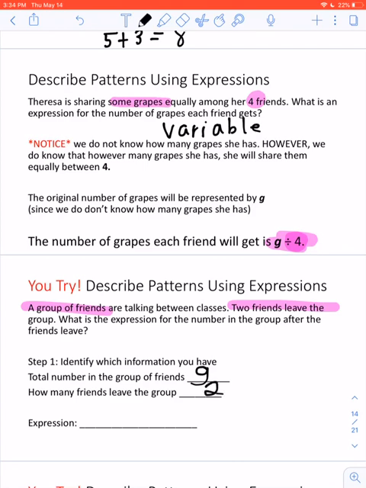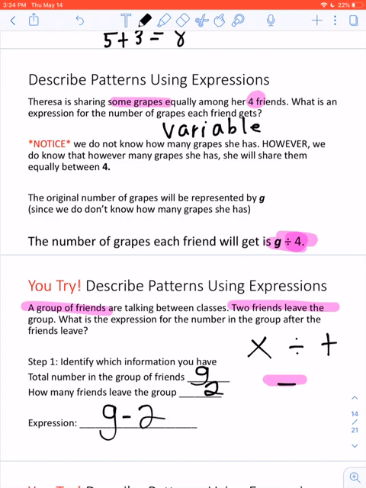2. So when I say leave, now I need to think, would that be multiplication? No, that would make it bigger. Would that be equally sharing something? No. Would that be adding something? No. Would that be subtracting something? Yes. So your answer would be the group subtract 2.